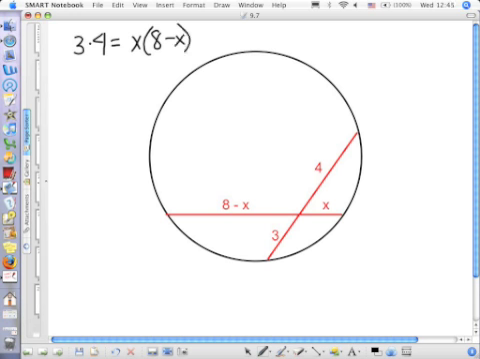Okay? Well, now it's called algebra. We have to apply our algebra skills. 12 equals 8x minus x squared. Now we've got to set that equal to 0, factor, and solve. x squared minus 8x plus 12. And then it's 6 and 2.